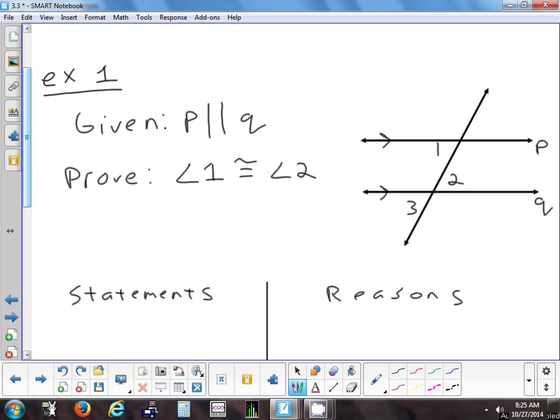Okay, so take a second, set that up, put your statements and reasons, and see if you can prove that. You shouldn't need very many statements and reasons. You can probably do it in, I'd say, under 4 steps, maybe four or less. Okay, see if you can prove that.